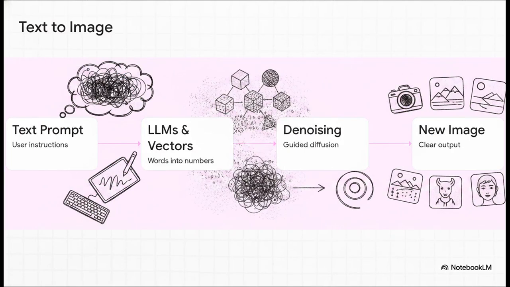Step 1, you type in your text prompt. Step 2, large language models, think ChatGPT or Claude, grab those words and translate them into vectors. These are basically just numerical blueprints that the machine can actually read and understand. Step 3, those numbers are fed directly into the diffusion model to tightly guide that reverse denoising process we just talked about. And finally, step 4, boom, a flawless, brand new image emerges from the static.